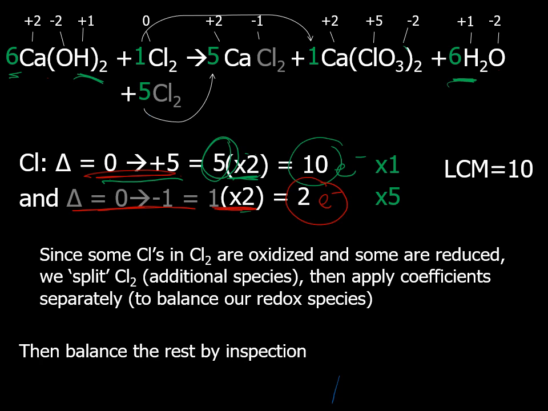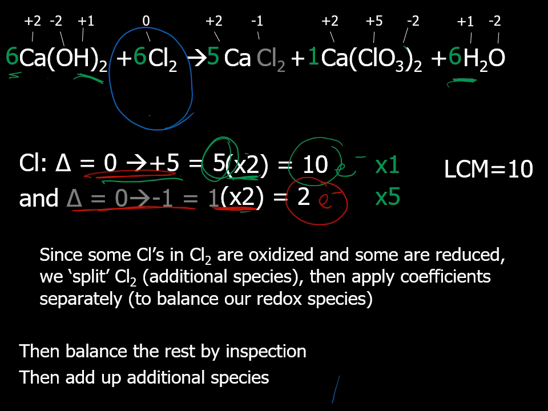Now everything's balanced. But do note that this additional species, we can clean it up a little bit. 1 chlorine and 5 chlorines is really just 6 chlorines. So we can add those guys back together. Having played them separately during the reaction, we can put them back together, and we have our balanced redox reaction. Having used these additional species in that it is one thing that is going through 2 types of reactions.